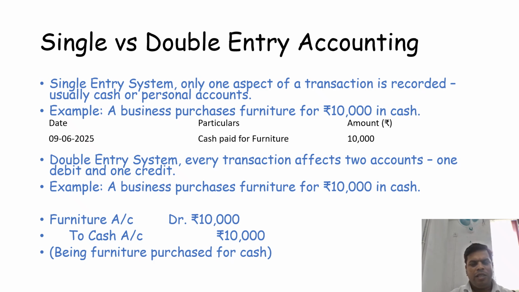But in case of the double entry system, every transaction has a two-fold aspect, debit and credit. Like a business purchases furniture for 10,000 in cash, the same entry is there, but the method is changed, so you will see there are two aspects, debit and credit: furniture account debited to cash account. So in that, one transaction is there, furniture purchase, but we have to follow the two things, debit and credit. So this is the difference between the single entry system and the double entry system. But in India, almost all organizations follow the double entry system. I hope you understood the things.